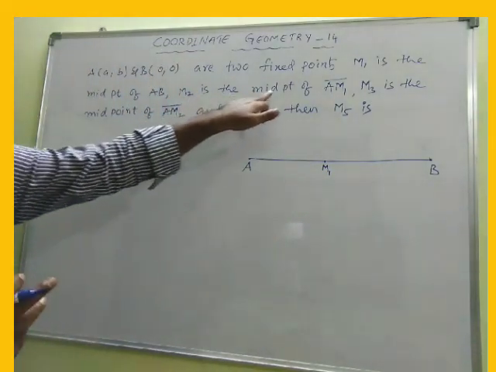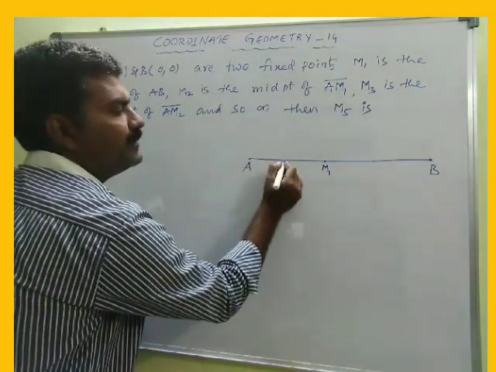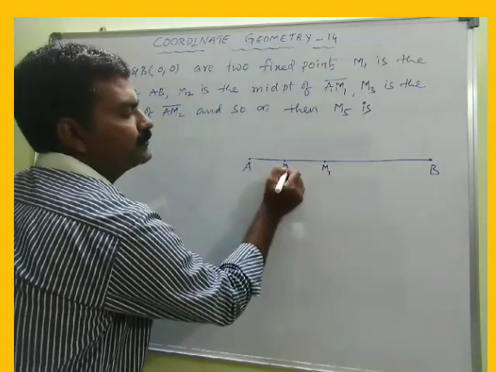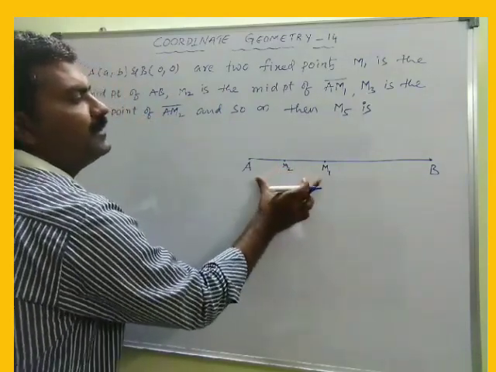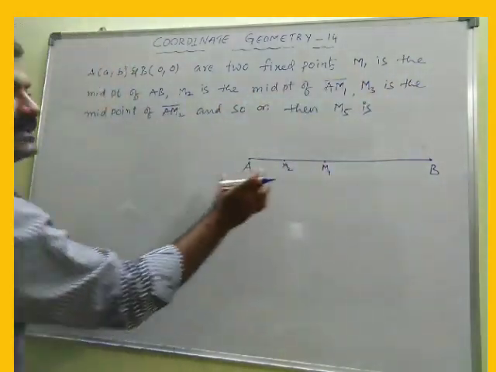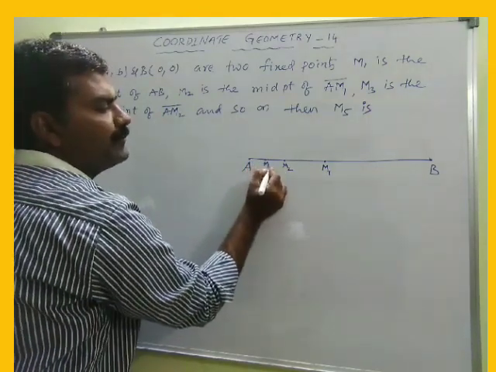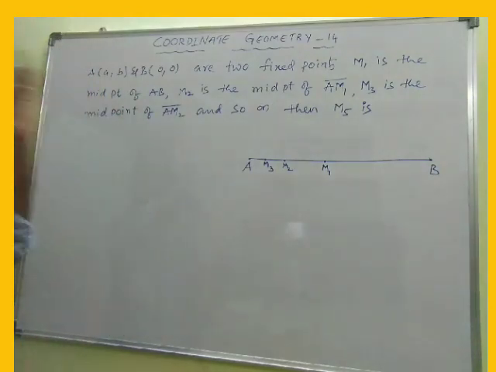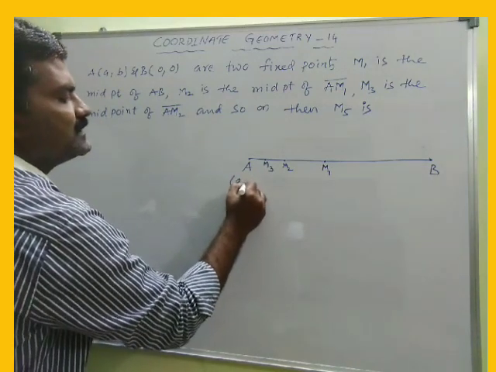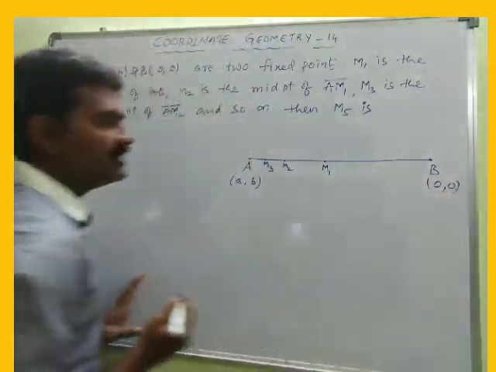And M2 is the midpoint of AM1 bar. So these two, the midpoint is nothing but M2. And M3 is the midpoint of AM2 bar. So within these two, the midpoint is nothing but M3. And so on. Then we need to find M5. M5 required.